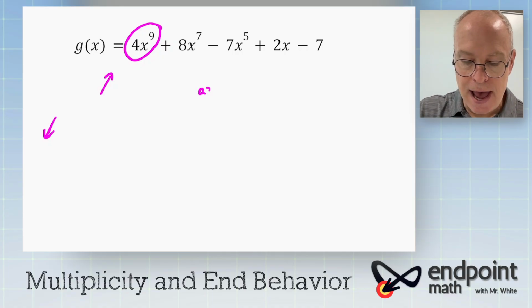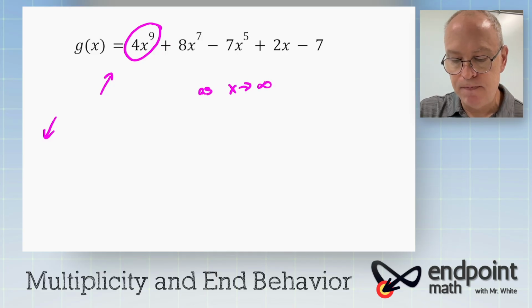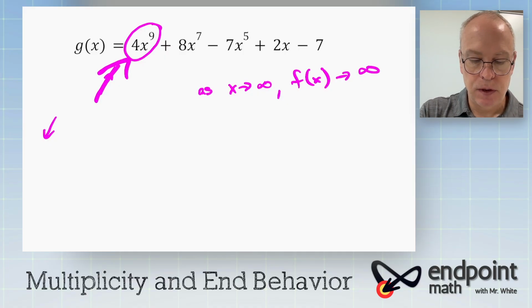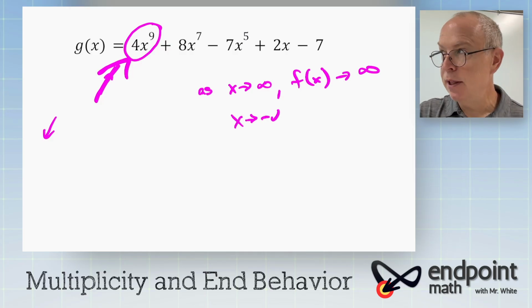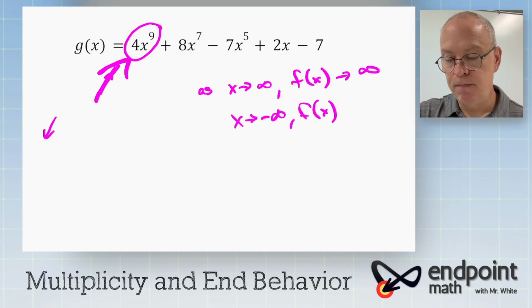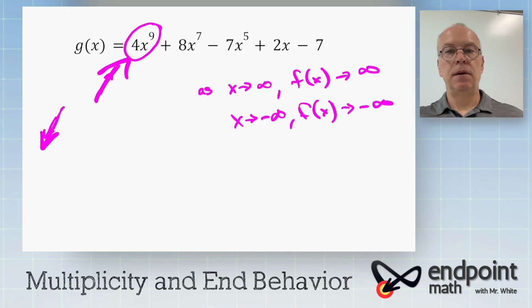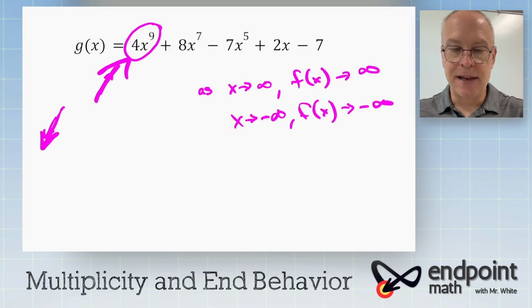So how do we write that? As x goes to the right, the function is going way up. That was this side right here. But as we go to the left, the function is going down into the basement here. Down into the basement.